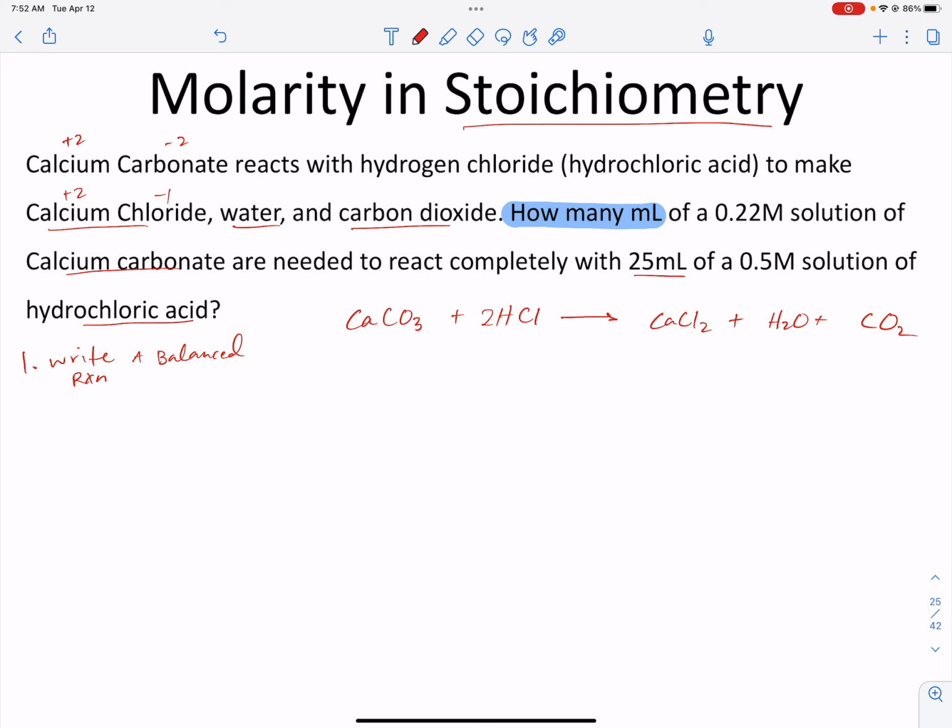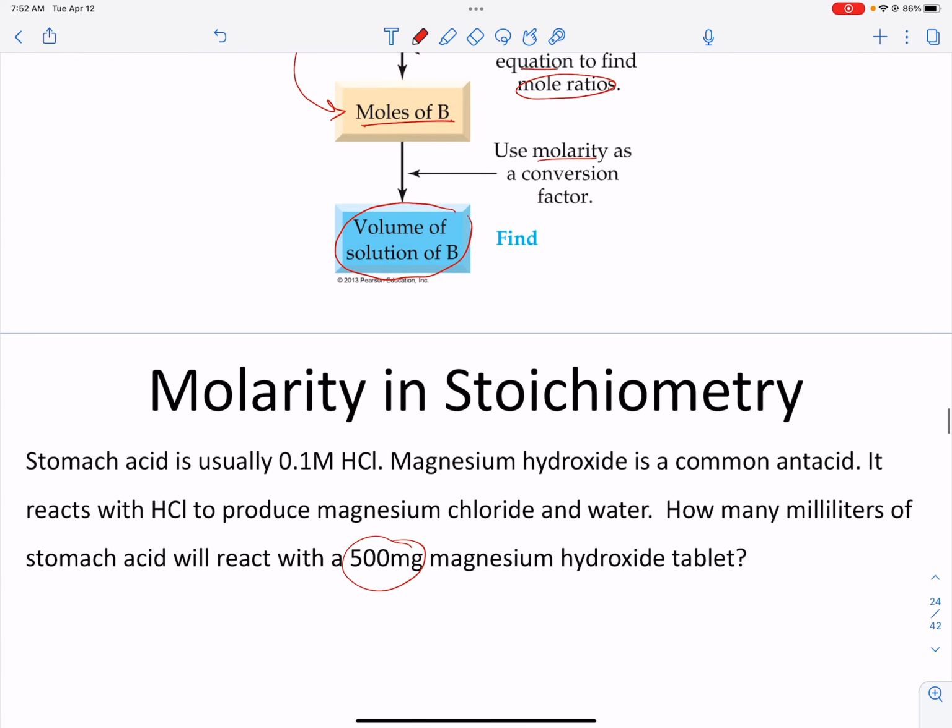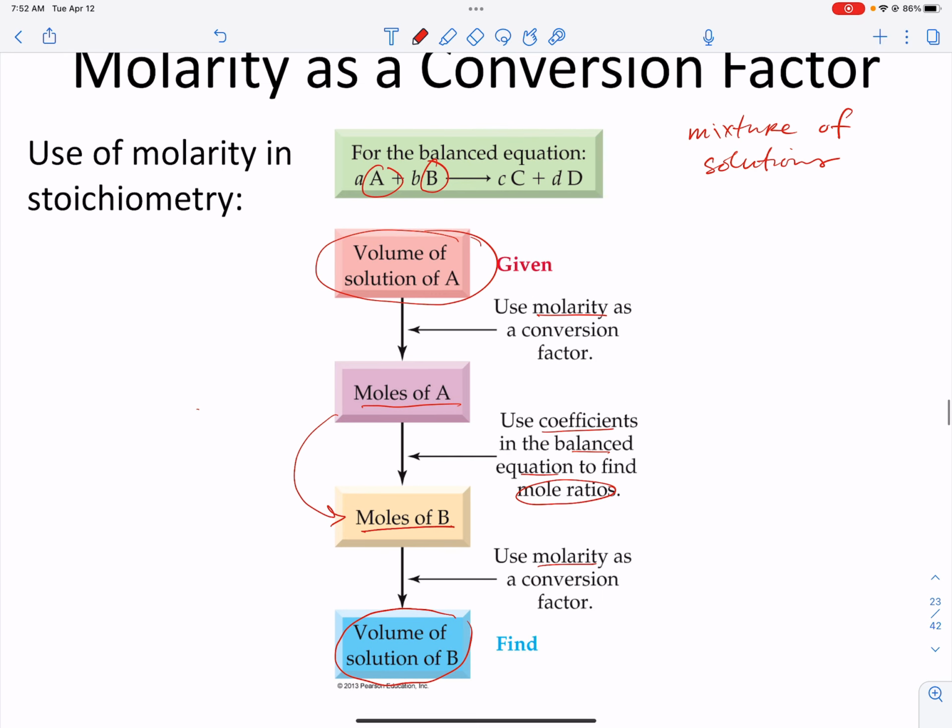How many milliliters of a 0.22 molar solution of calcium carbonate are needed to react completely with 25 milliliters of a 0.5 molar solution of hydrochloric acid? Okay, so rereading that question part, we have to go back to our diagram. We have to start with a volume, okay? And it says right here, start with whatever volume you're given. Now, it says start with the volume of solution A, okay?